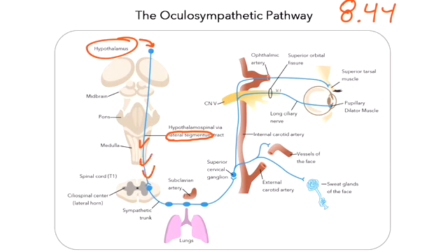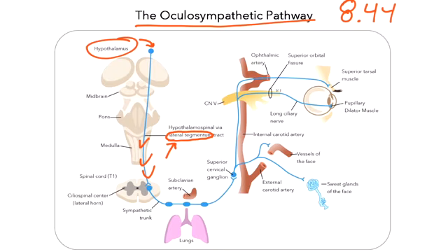And the reason this is important is because you can then determine why strokes will disrupt this pathway, because there's vascular supply to the lateral tegmentum. If you damage that, you're damaging the oculosympathetic pathway. The vasculature and strokes are discussed later in this chapter.